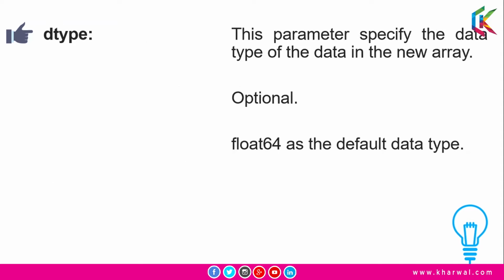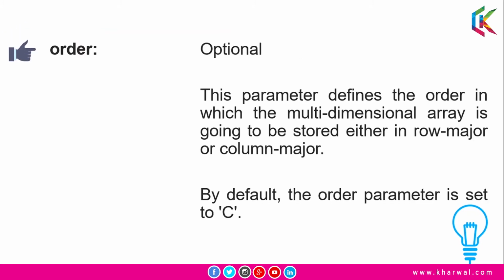Moving further guys, the second parameter is dtype. This is an optional parameter in the empty function, and it specifies the data type of the data in the new array, and the default data type is float64. Now let's discuss the last parameter, and that is order. Order is also an optional parameter, and it defines the order in which the multi-dimensional array is going to be stored, either in row-major or column-major, and by default the order parameter is set to C.